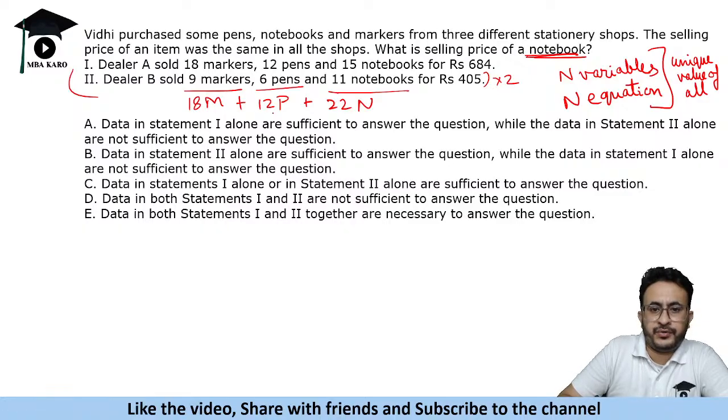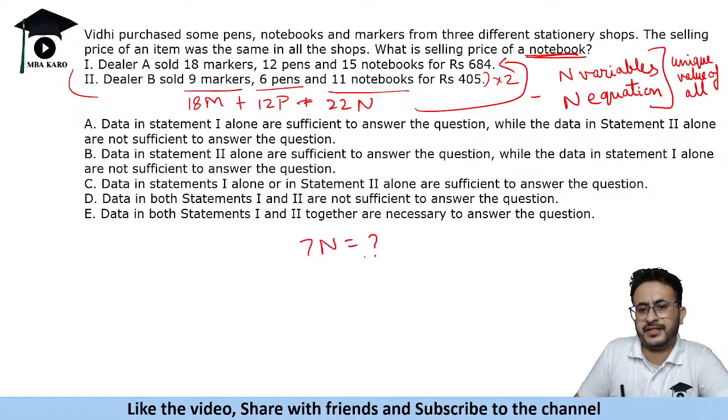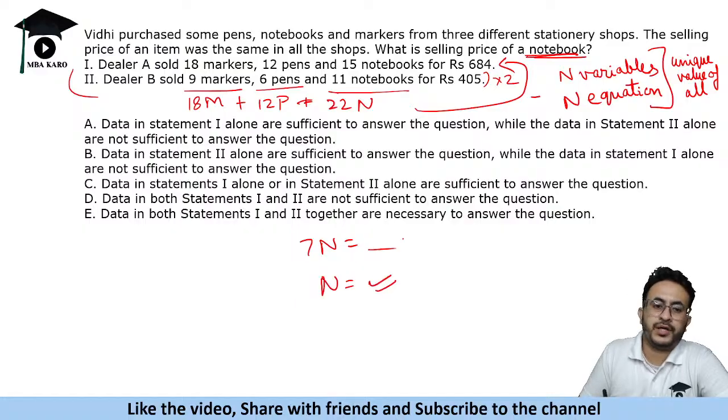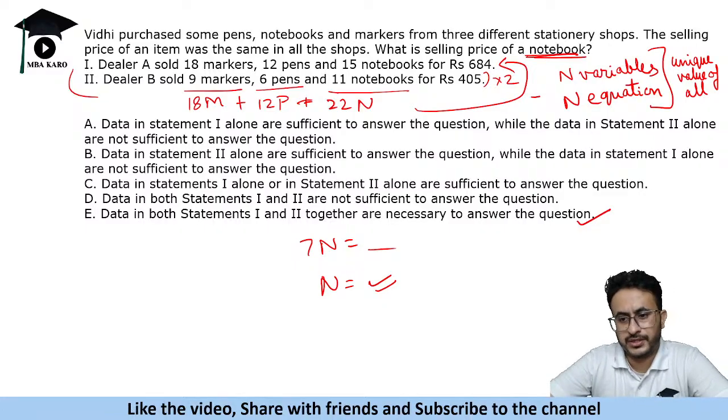Okay. So when you subtract the first equation from this, you will get 7n. You will get the value of 7n something, right? X, Y, Z, whatever is the value. You are not supposed to calculate. Okay. So you will get the value of n. Okay. So both statements together are necessary to answer the question. So when you combine, you will be able to answer that question.